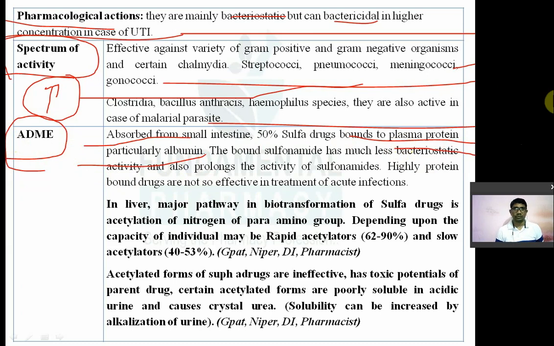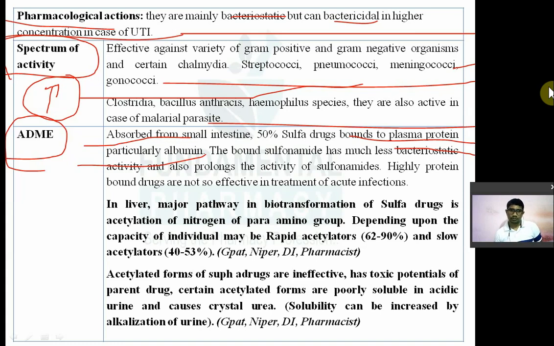So any drug if it is bound to plasma protein, the drug is not available for pharmacological action. The drug is not available for elimination. The drug is not available for metabolism. So if a drug is bound to plasma protein or tissue protein, it is not available for pharmacological action, not available for metabolism, and not available for elimination.